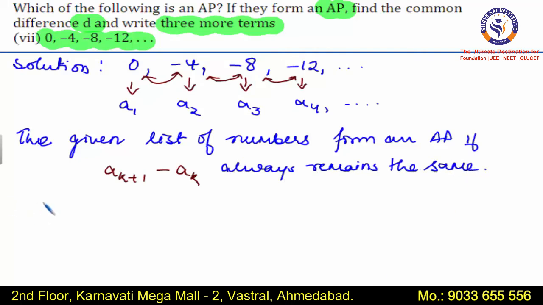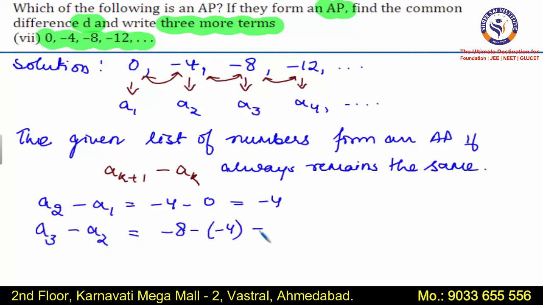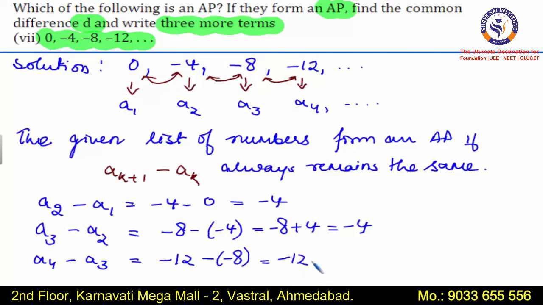Let us now find out the difference. First we find A2 minus A1, so this is equal to minus 4 minus 0, and this is equal to minus 4. Now let us find out A3 minus A2. This is equal to minus 8 minus of minus 4. This is equal to minus 8 plus 4, which is equal to minus 4. Now let us find out A4 minus A3. This is equal to minus 12 minus of minus 8 and this is equal to minus 12 plus 8, which is equal to minus 4.